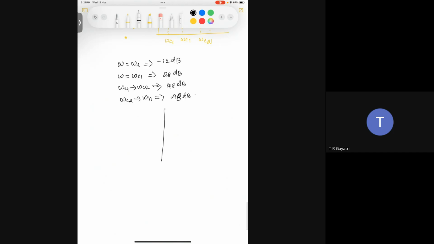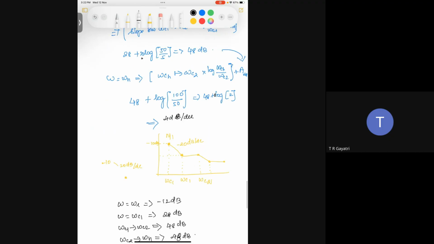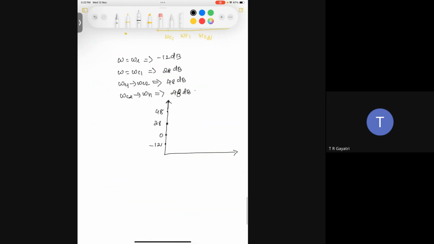So, if I want to plot my Bode plot, considering this as the lowest one, I'm taking minus 12 here and some 0 here and 28 here and 48 here, just using whatever we found. So I have started from 0.1, which is a very low value, and I took 5 as another frequency, 50 as one, and 100 as another omega.